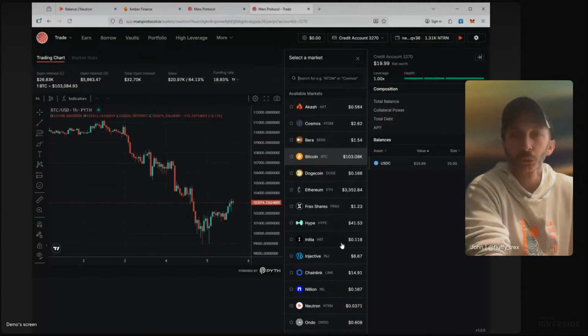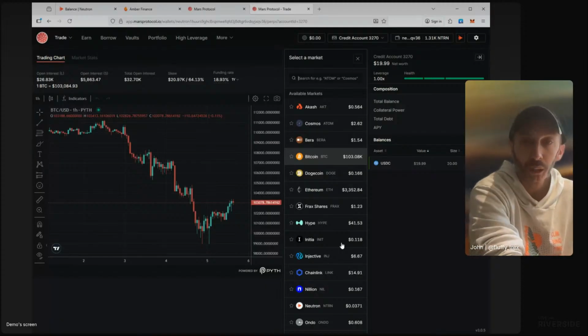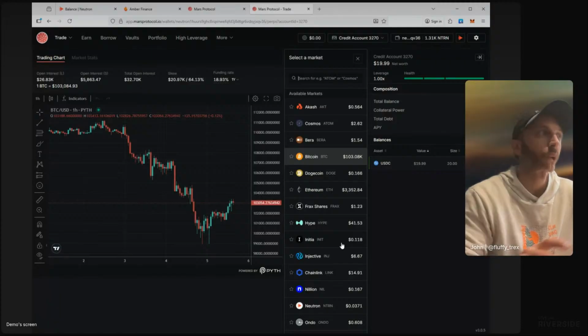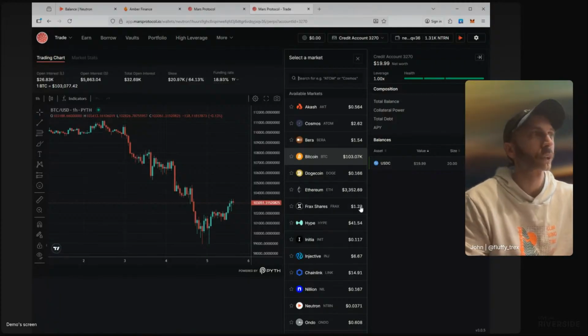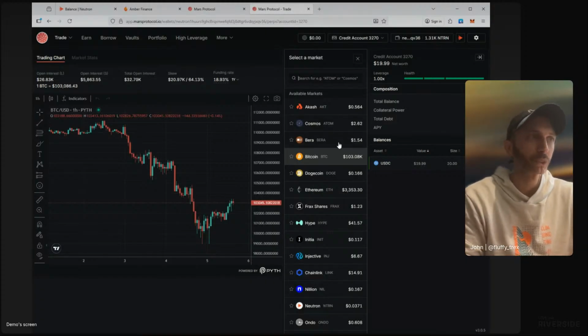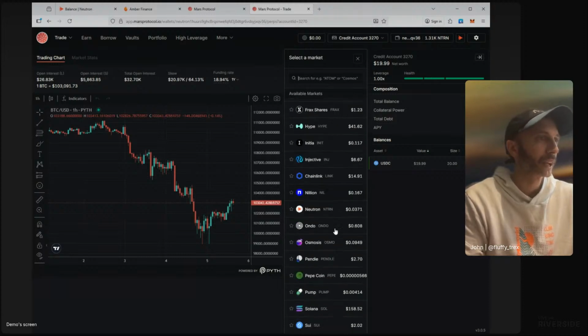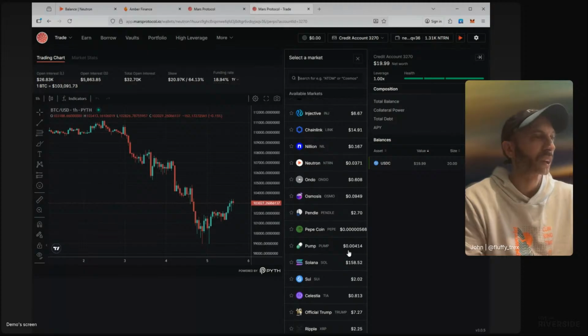But what we need to do is look for assets that we can hold spot exposure to and also short them on perps. And this platform, Mars Protocol, they don't have all these assets that we can hold spot exposure to. The ones on this list that we can hold spot exposure to are Cosmos, Bitcoin, Ethereum, Neutron, Celestia, and I think there are a couple others.